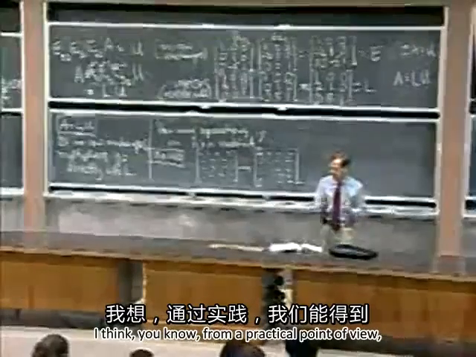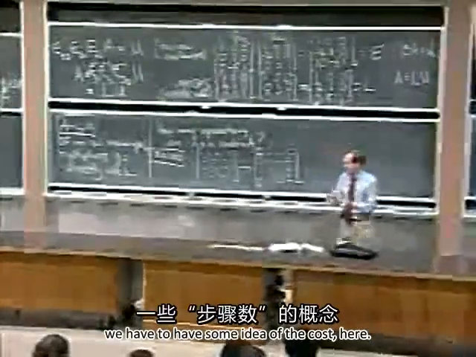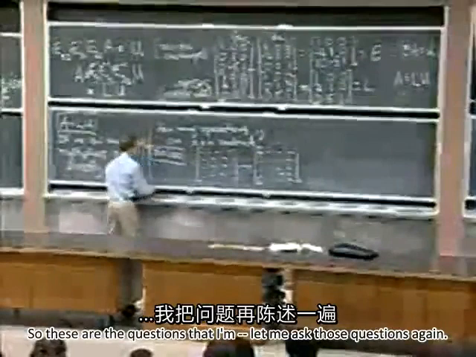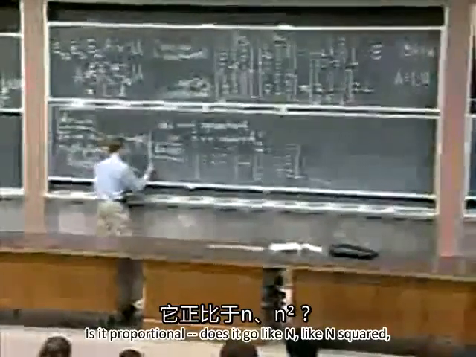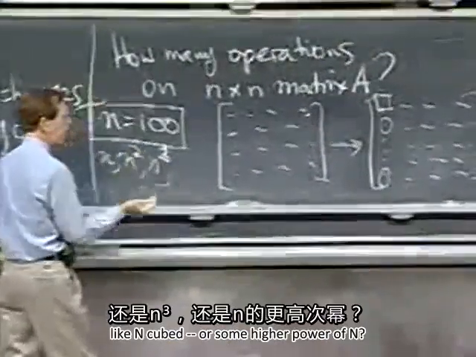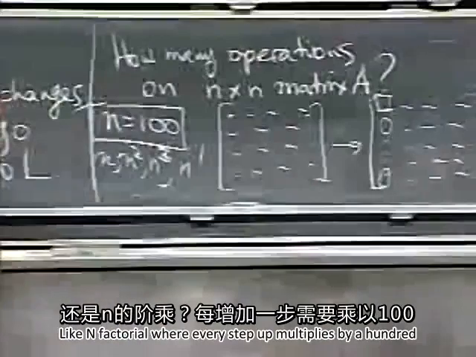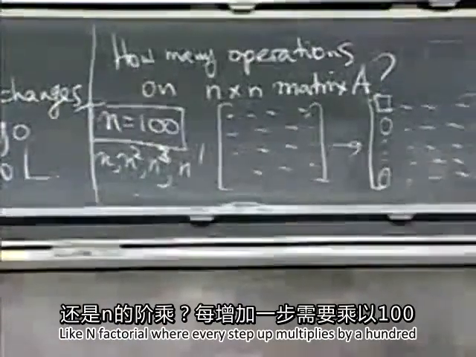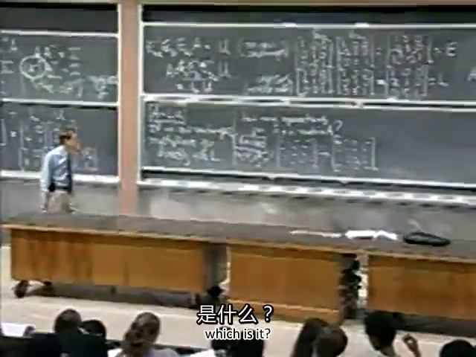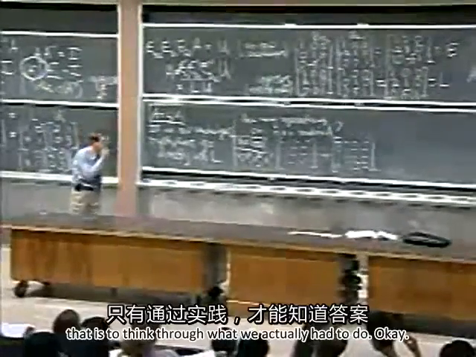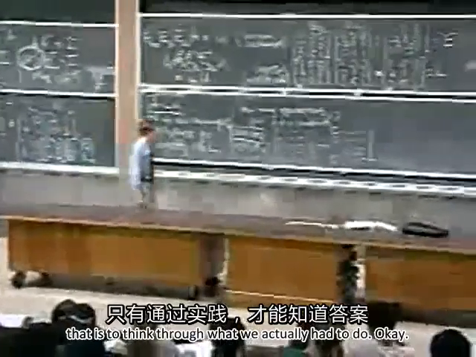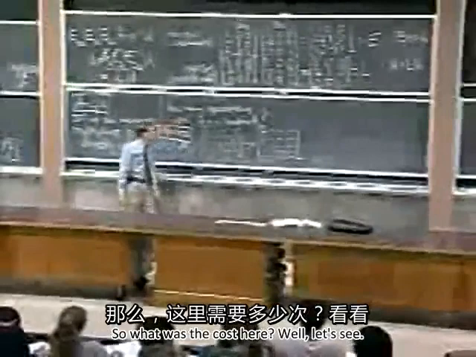I think, you know, from a practical point of view, we have to have some idea of the cost here. So these are the questions. So let me ask those questions again. Is it proportional? Does it go like n squared, like n cubed, like some higher power of n, like n factorial, where every step up multiplies by 100 and then by 101 and then by 102? Which is it? Okay, so the only way I know to answer that is to think through what we actually had to do. Okay, so what was the cost here?